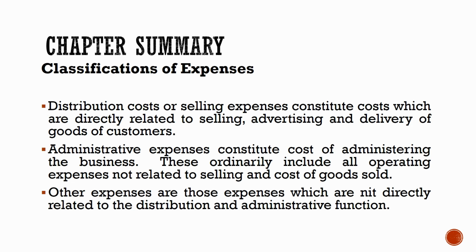And for the last slide, classifications of expenses. Distribution costs or selling expenses constitute costs which are directly related to selling, advertising, and delivery of goods to customers. Administrative expenses constitute costs of administering the business. These narrowly include all operating expenses not related to selling and cost of goods sold. Also, other expenses are those expenses which are not directly related to the distribution or administrative function.